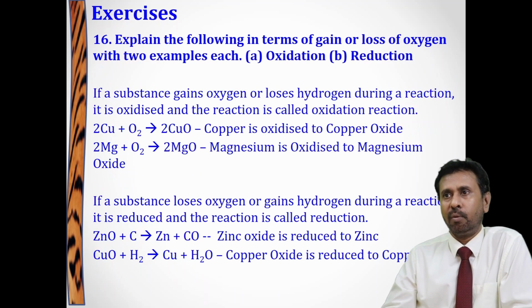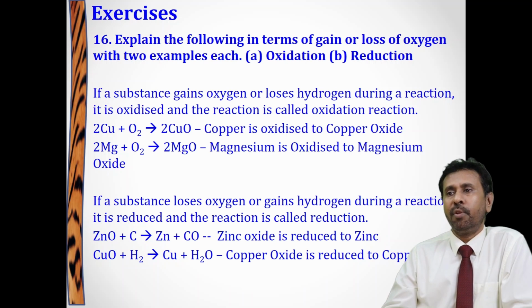Okay, so explain the following in terms of gain or loss of oxygen. Self-explanatory, and here we find copper plus oxygen gives copper oxide, magnesium plus oxygen gives magnesium oxide. Both these are examples of oxidation. Zinc oxide plus carbon gives zinc and carbon monoxide, I'm sorry. So that is a reduction of zinc oxide and oxidation of carbon.